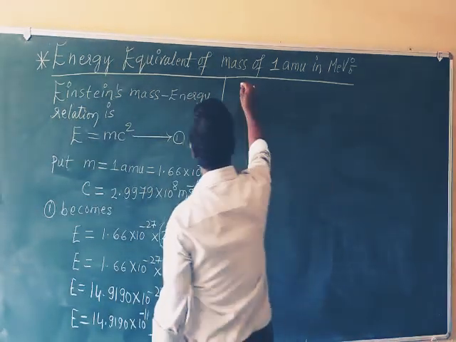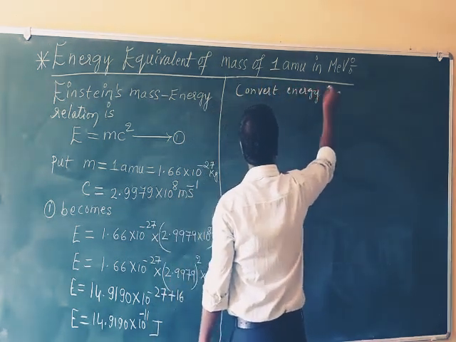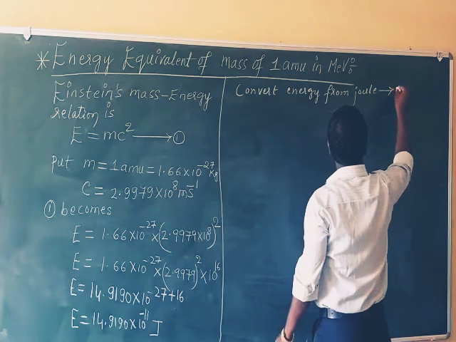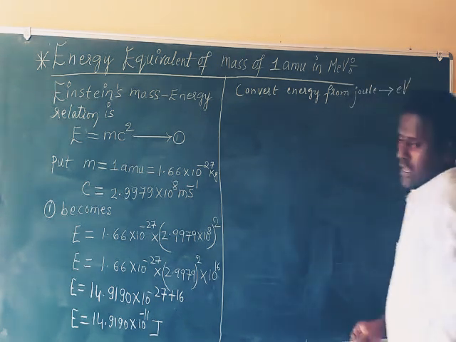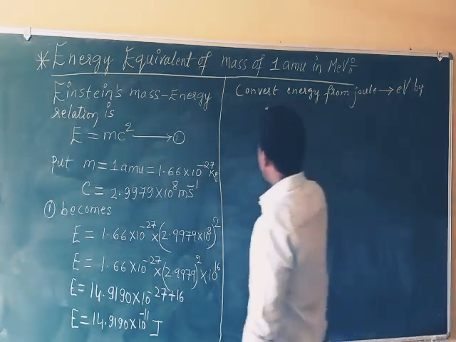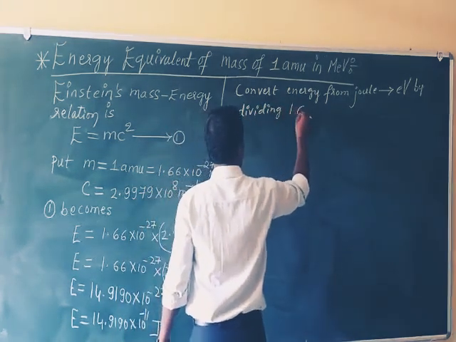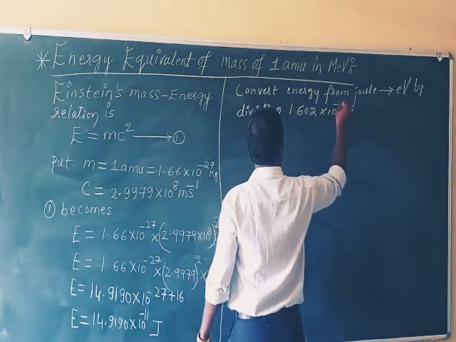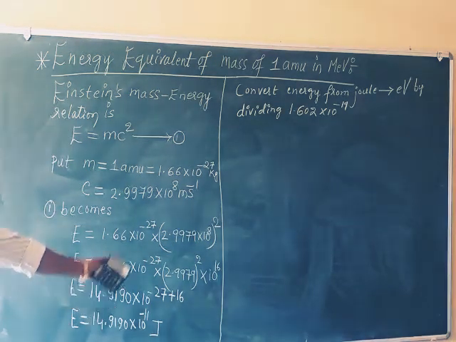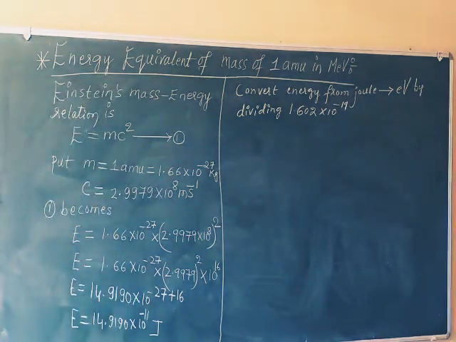So now we will convert energy from joule to eV, by dividing by 1.602 into 10 to the power of minus 19. How to convert energy in joule to electron volt means just by dividing by 1.602 into 10 to the power of minus 19.